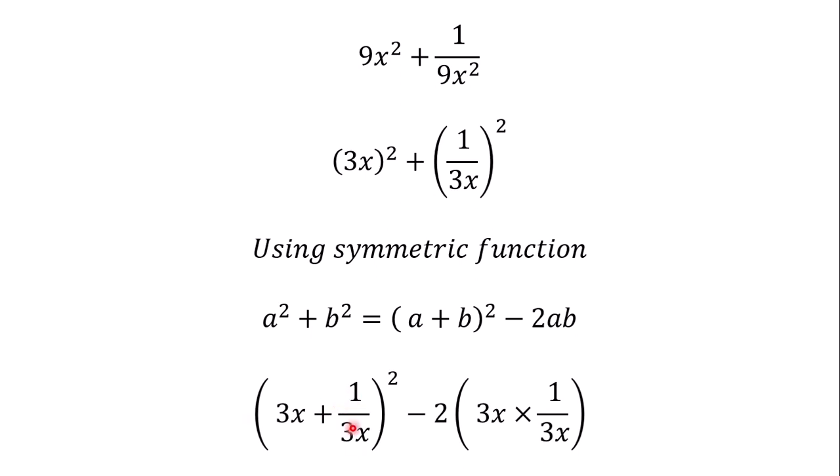Okay, all right, so 3x plus 1 over 3x, bracket close, raised to the power 2, minus 2 into bracket 3x times 1 over 3x. And it's so because when you come here, this 3x will cancel out with this 3x here, and it will be left with 1. 2 by 1 will give us 2. So we are going to get the whole of this one minus 2.